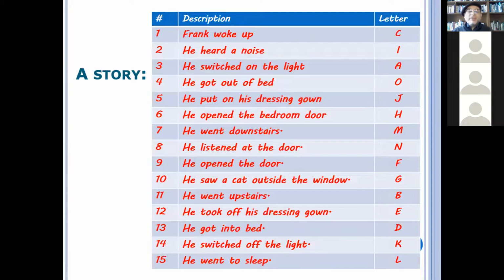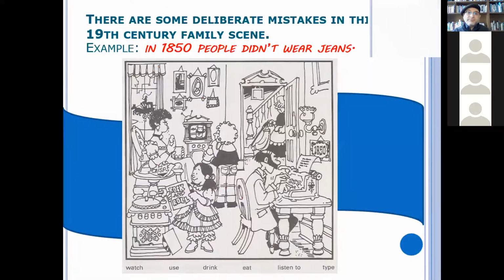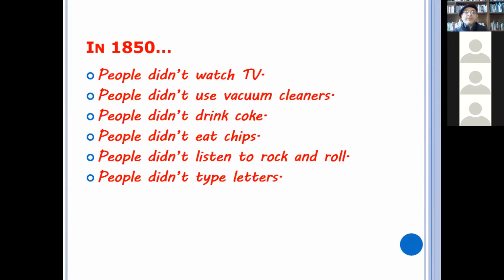So remember, there are different approaches to the story, depending on your logic and depending on the discussion that you had in your teams. Now let's review the other sentences. There are some deliberate mistakes in this 19th century family scene. For example, in 1850, people didn't wear jeans. And here we have other options. Please, could you compare these sentences to your sentences?